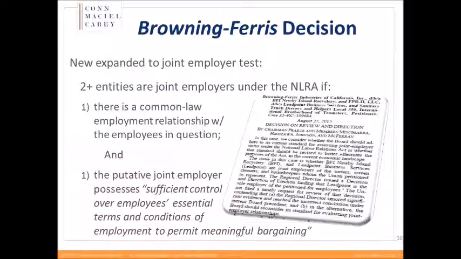But the board found that because Browning-Ferris subjected LeadPoint's hiring decisions to its own criteria and reserved the right to dismiss temporary workers, even though they didn't act on that right, the two companies were, in fact, joint employers. So this new expanded test basically says that two or more entities are joint employers under the National Labor Relations Act if, one, there is a common law employment relationship with the employees in question, and two, the putative joint employer possesses sufficient control over employees' essential terms and conditions of employment to permit meaningful bargaining.